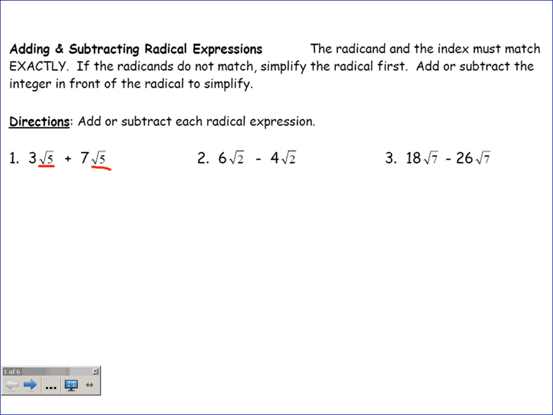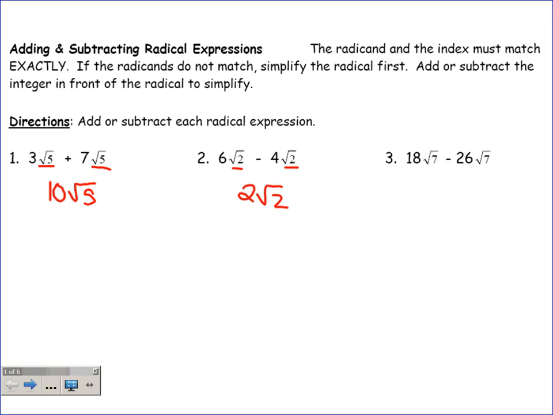So, if we have 3 of these, and we have 7 of these, how many do we have total? 10. 10 what? 10 square root of 5. Number 2. Are these two the same thing? Yeah. So all we do is we say 6 minus 4 is 2, so we have 2 square root 2.